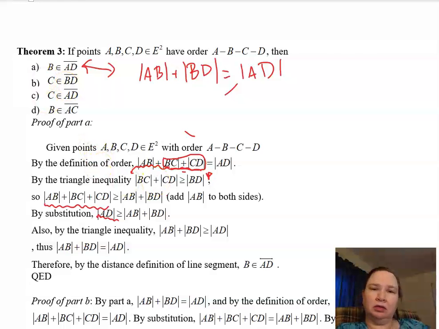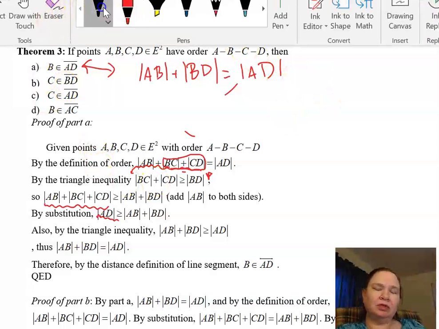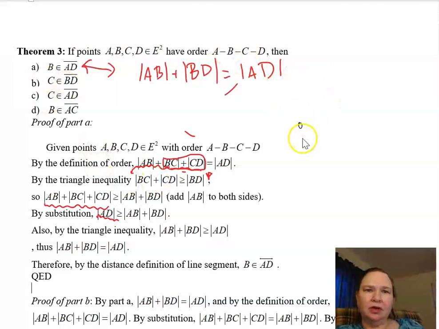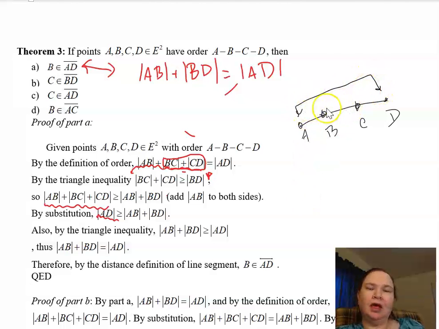All right, so here's my order again. Intuition, and then we'll start proving stuff. So here's my order: A, B, C, D. So I expect B to be on the segment from A to C. And I also expect C to be on the segment from B to D.